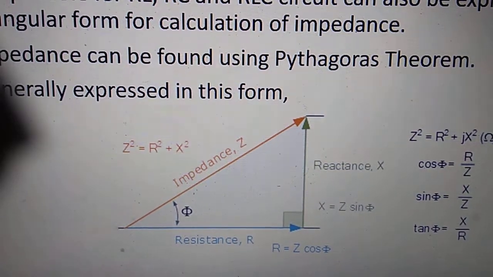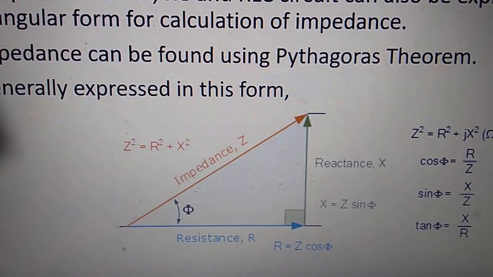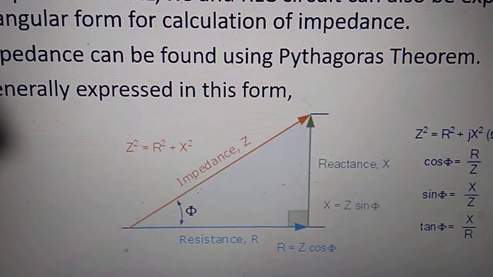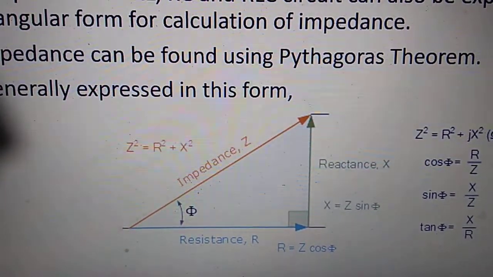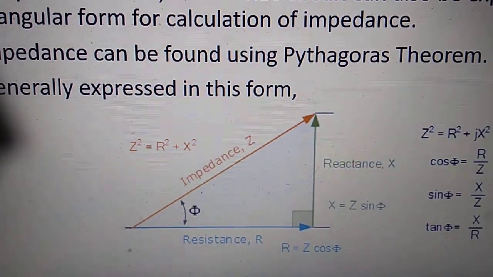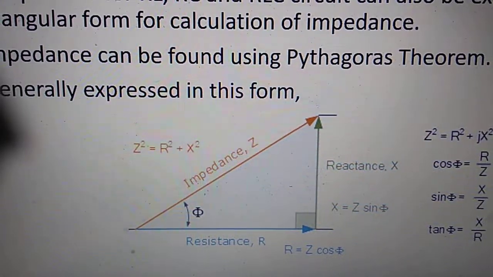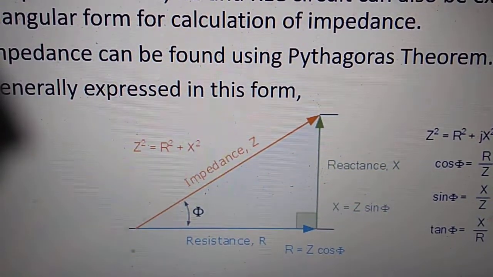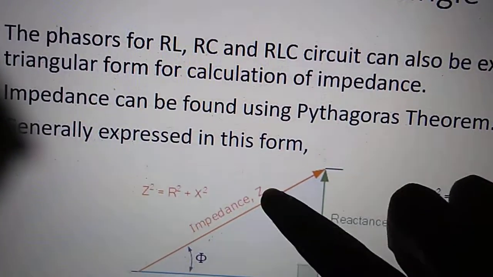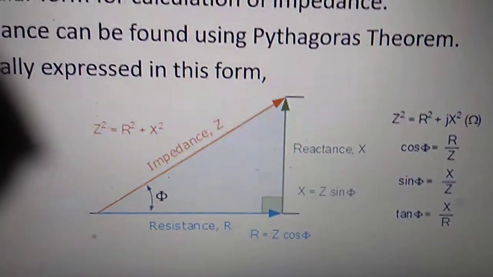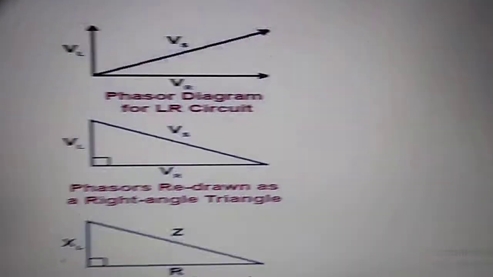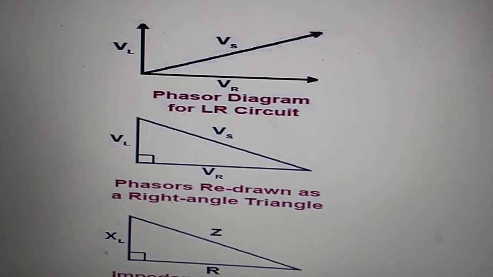So these are two vectors. The resistance will be one vector along the horizontal direction, and the reactance will be another vector in the vertical direction. So using the Pythagoras theorem, we have to find the hypotenuse. That hypotenuse will give us the total impedance of the circuit. That means this hypotenuse we have to find out.